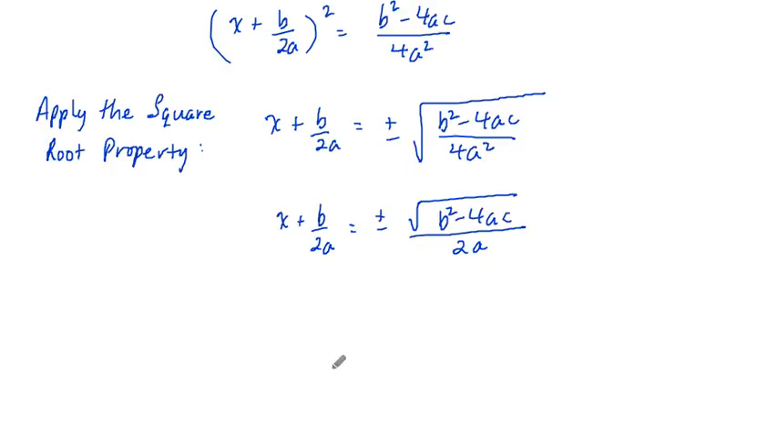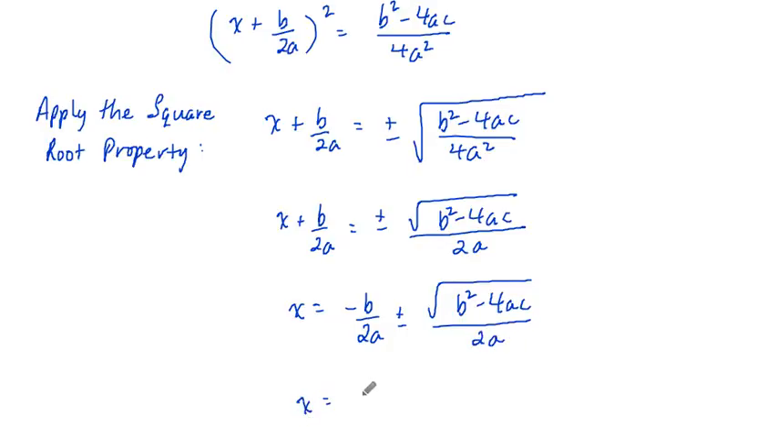Just another step to go. x equals, because we're trying to isolate the value of x, negative b over 2a plus or minus the square root of b squared minus 4ac all over 2a. That's our quadratic formula, but it's usually written as x equals negative b plus or minus the square root of b squared minus 4ac all over 2a, because these two fractions had the same denominator.